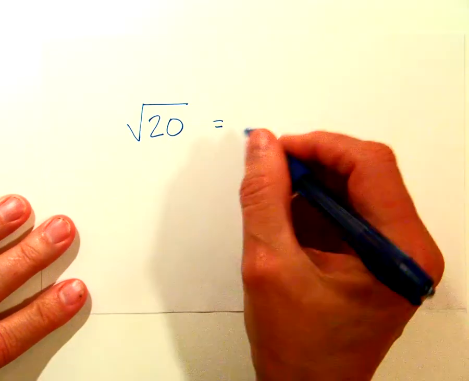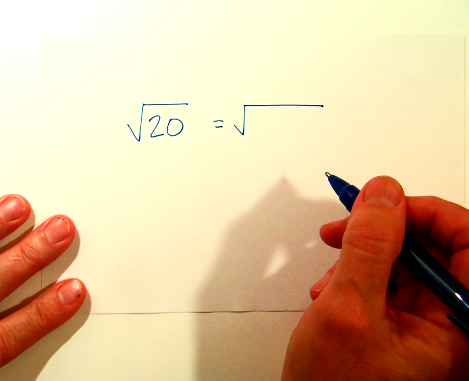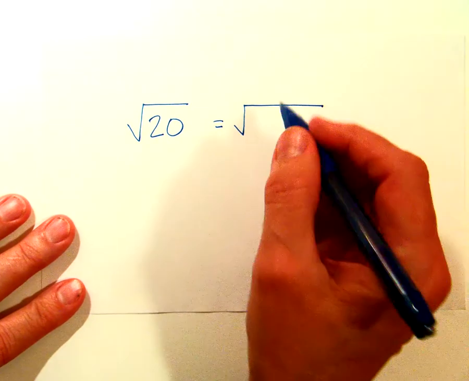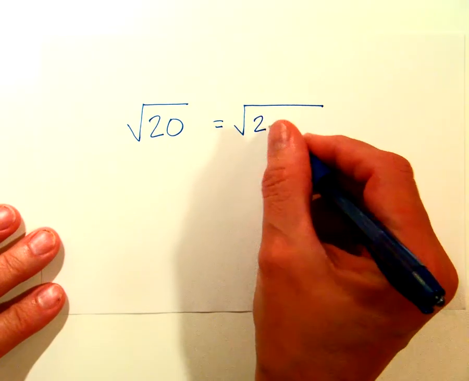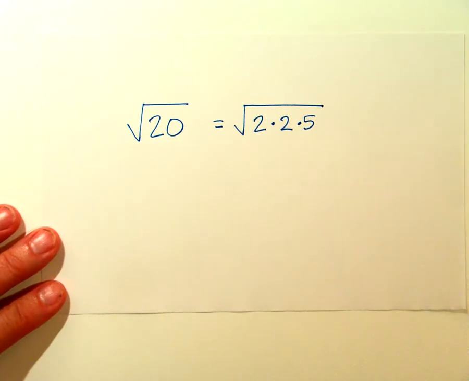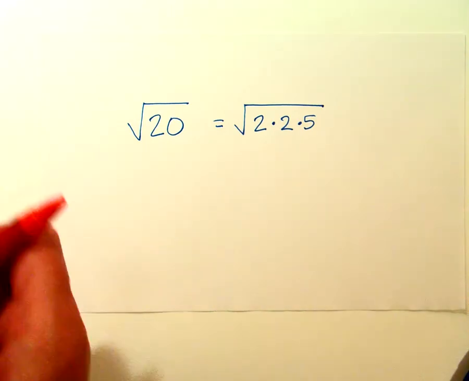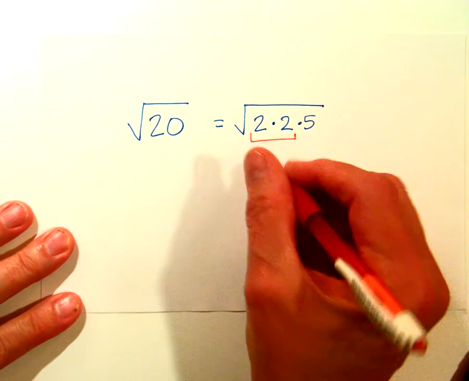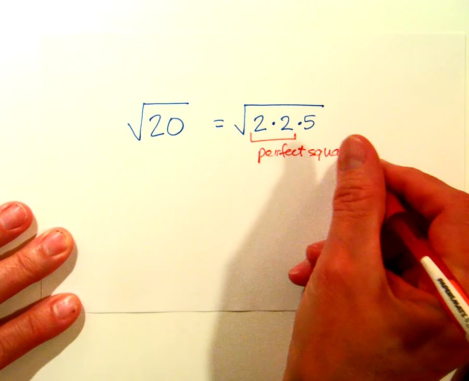Okay. Let's write all of the things that multiply to get 20. Well, 2 and 10, 4 and 5, 1 and 20. Okay. I want prime numbers only. So I'll say 2 times 2 times 5, or 4 times 5, or 2 times 10. So everybody see that that is 20. This is what you can't have. This is a hidden perfect square. This is a perfect square. It is 4.